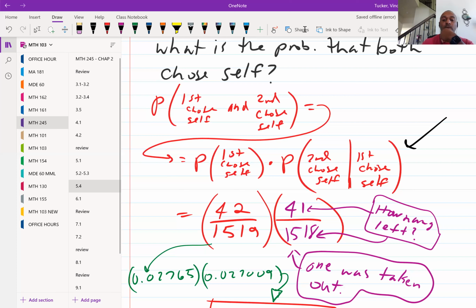All right. So in other words, once again, if I take one out of the group, how many people are left? Well, if there were 42 people who chose self and I took one away, then there's 41 left. And then out of the bottom number, the total number, if I took one away, it's 1518 left. So that would be the probability that's left, 41 out of 1518. So before we go to the calculation, is everybody okay with that? Make sure you're okay.